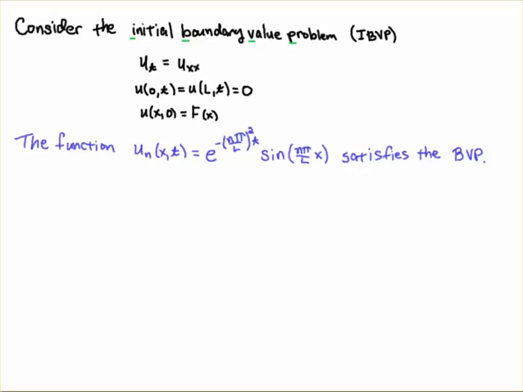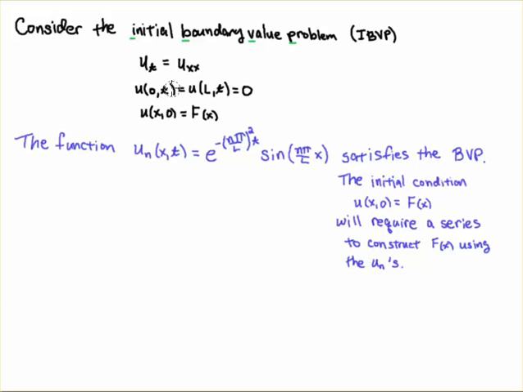And the initial condition will require a series actually to construct f of x using a linear combination of these u_n's. I'll speak to that in a few minutes. And that series is actually going to be called the Fourier series. All right. So let's first show that it satisfies the boundary value problem.